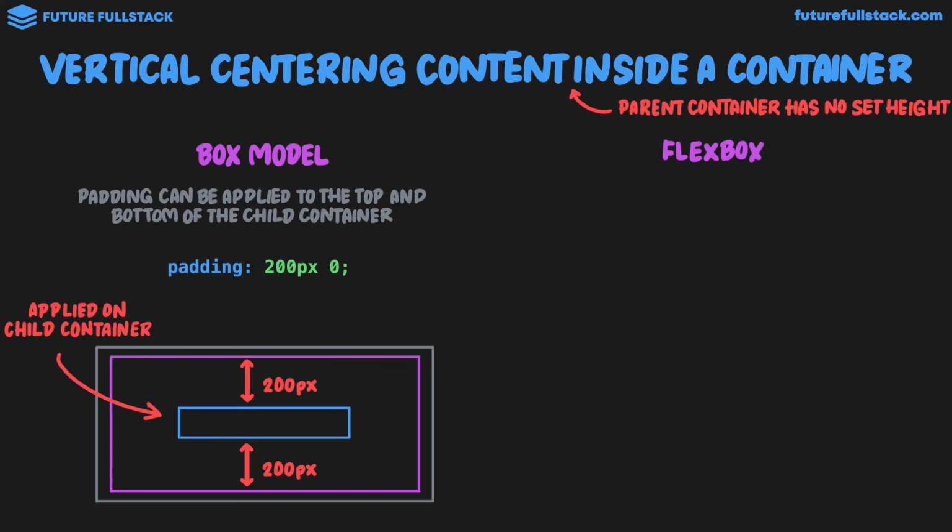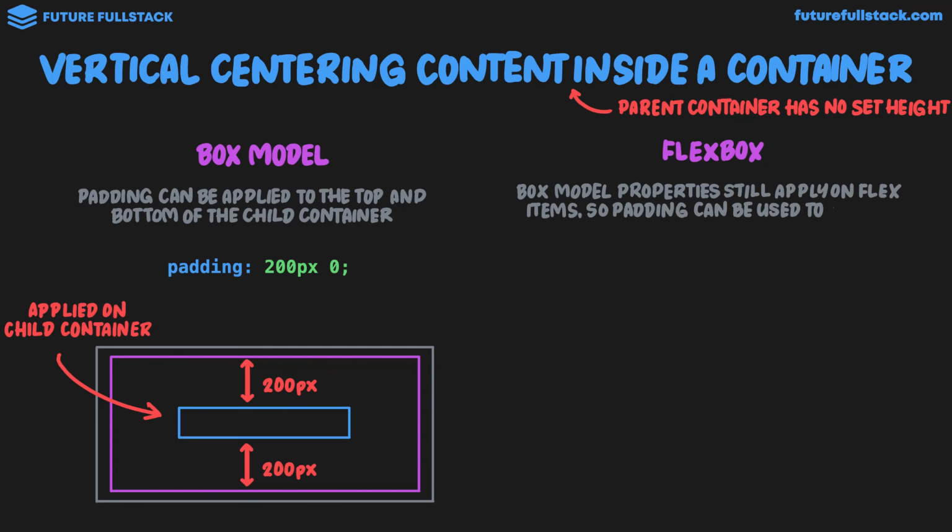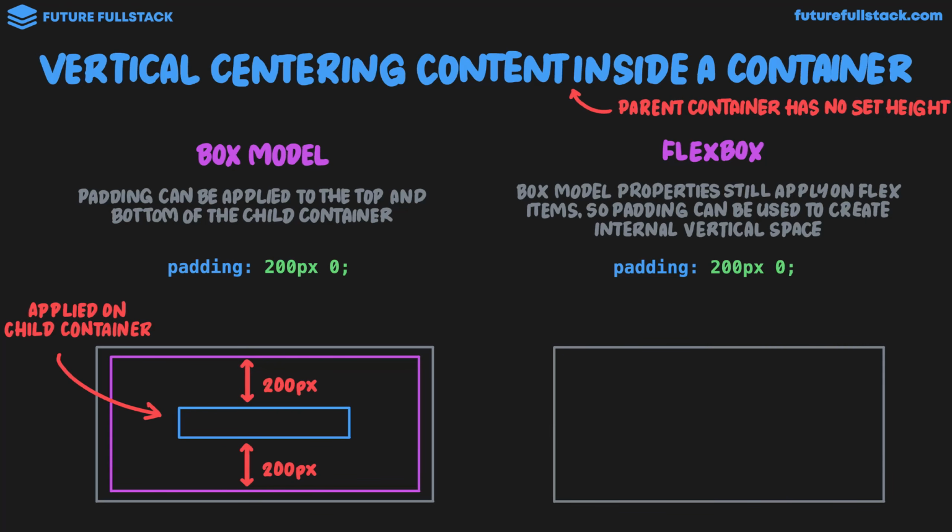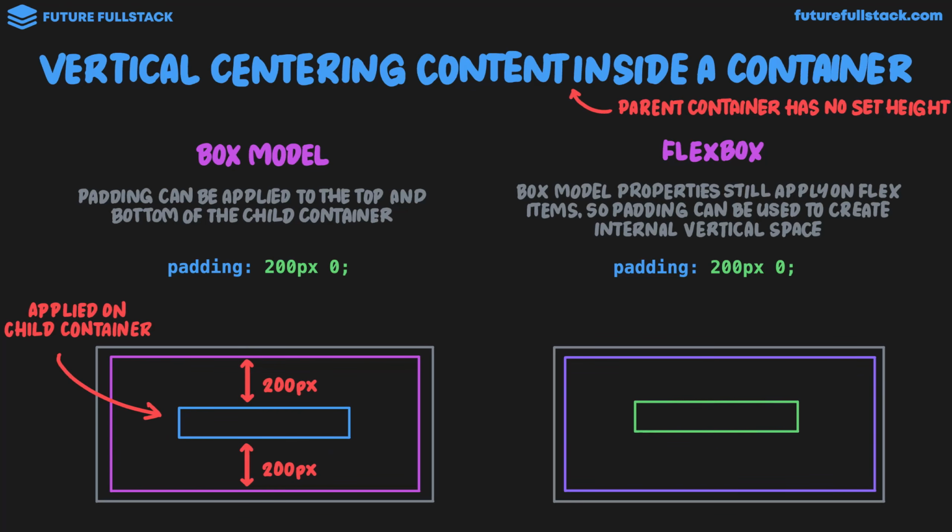So let's now look at Flexbox. Now, because the parent container has no height, we can't use Flexbox properties like justify content and align items. But box model properties still apply on flex items, so padding can be used to create internal vertical space. So again, we'd apply a property like padding with the value of 200 pixels top and bottom and 0 left and right. In diagram form, we have our browser, our flex container, our flex item, our main axis is running from top to bottom, our cross axis from left to right, and by applying padding, we've effectively created internal space between the child container and the parent container of 200 pixels, both top and bottom. And the padding value is applied on the flex item.